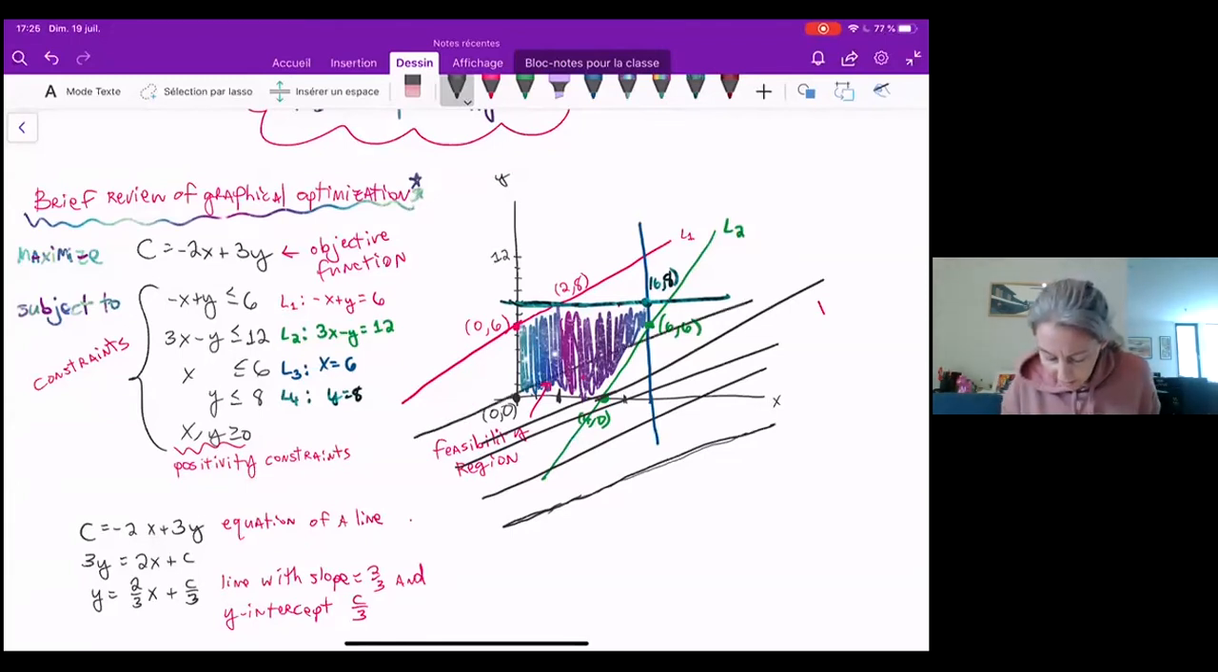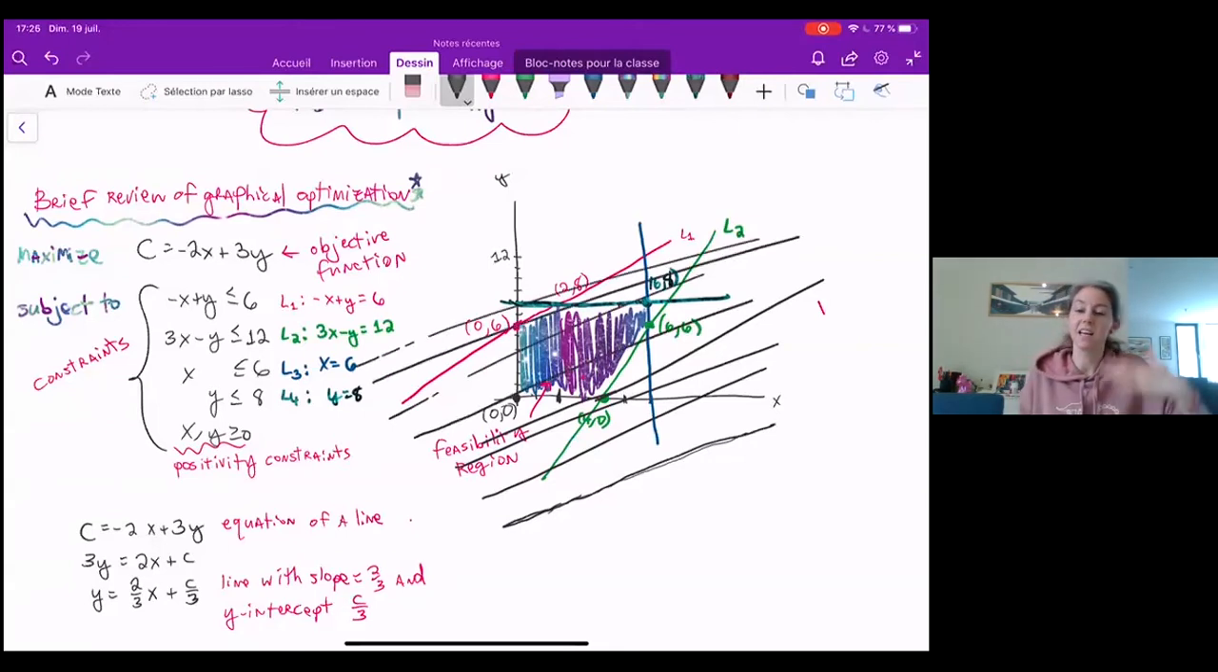But then as this line keeps floating up, what's the last point that it's going to hit on the way out of this region? That last point will also be a corner point. And that last point is going to be the maximum value of c that can be satisfied by x and y values inside of this region. So in other words, what we're saying is, both the maximum and minimum value of my objective function are going to occur at corner points of the feasibility region.